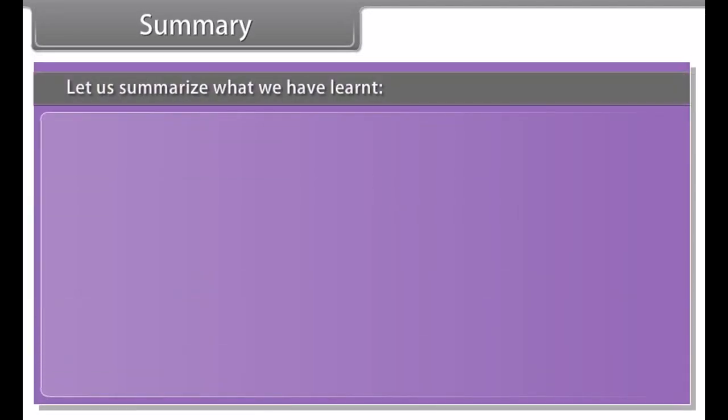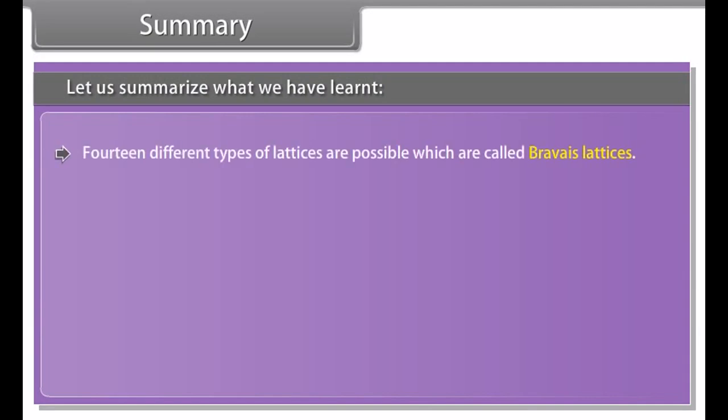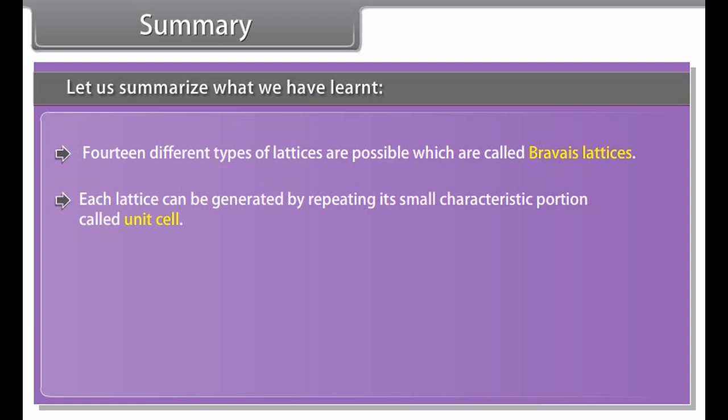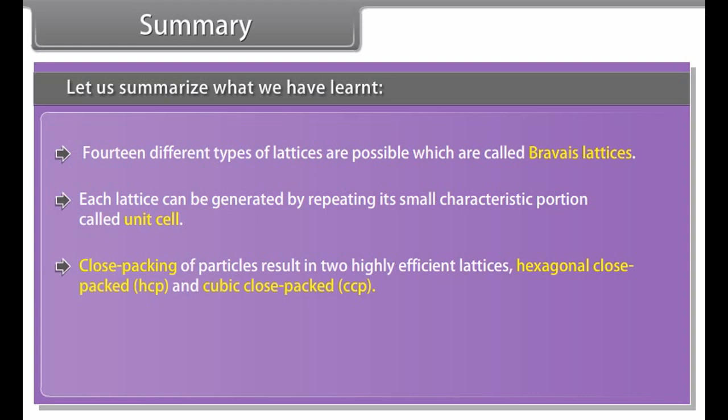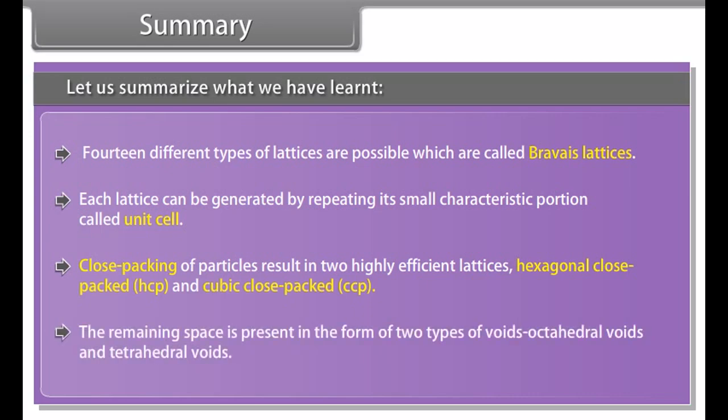Summary. Let us summarize what we have learnt. 14 different types of lattices are possible, which are called Bravais lattices. Each lattice can be generated by repeating its small characteristic portion called unit cell. Close packing of particles results in 2 highly efficient lattices, hexagonal close-packed HCP, and cubic close-packed CCP. The remaining space is present in the form of two types of voids, octahedral voids and tetrahedral voids.